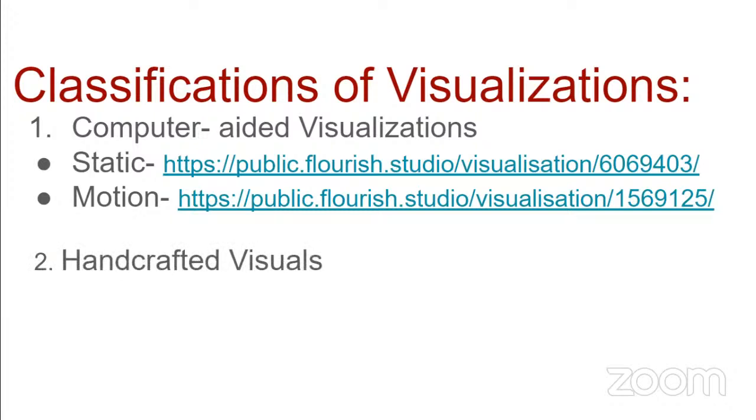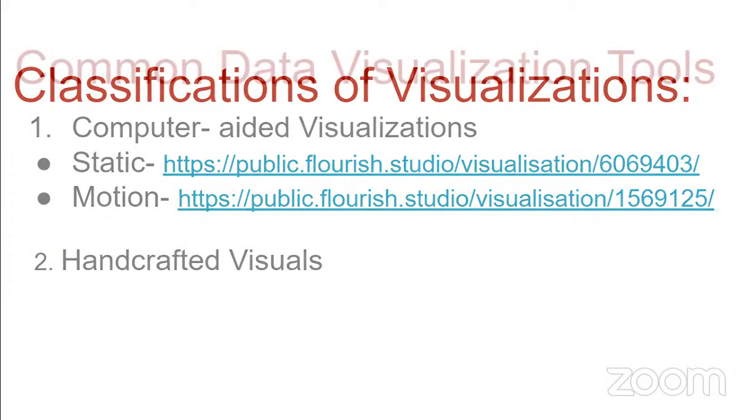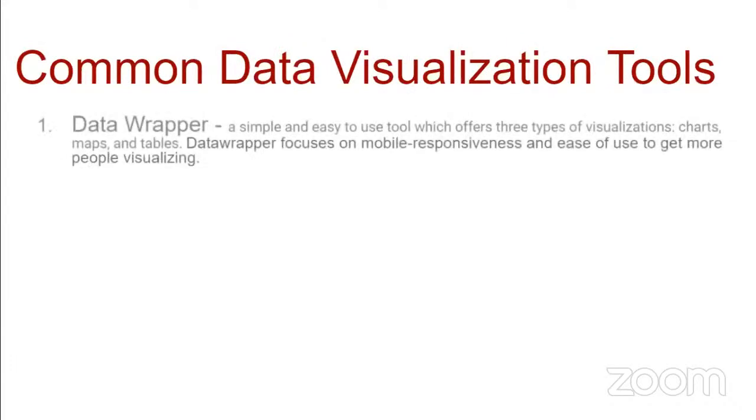And then the second type of visualization is handcrafted visuals, which we are going to look at as we go along. Common data visualization tools, just going to go through them. They are quite a number. The first one is Datawrapper, which is a simple and easy to use tool which offers charts, maps, and table visualizations. It focuses on mobile responsiveness and ease of use to get more people to engage in visualizing. So we are going to look at this tool before the end of this class.